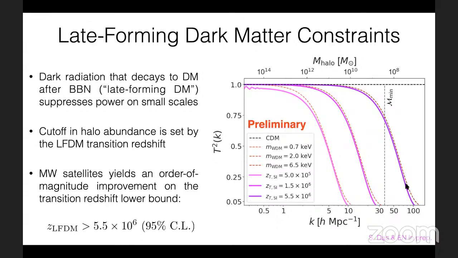So again, this correspondence can be exploited, and if you do so, you find that this Milky Way satellite analysis yields quite a large improvement over current limits on the formation redshift of dark matter. So in other words, this analysis implies that dark matter has to have formed at redshift higher than roughly 5 times 10 to the 6, which improves upon previous bounds from the Lyman alpha forest.